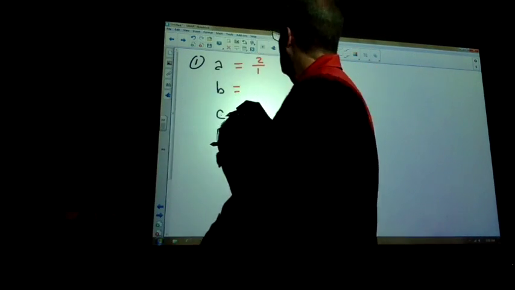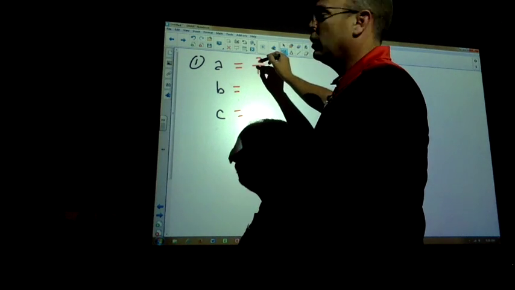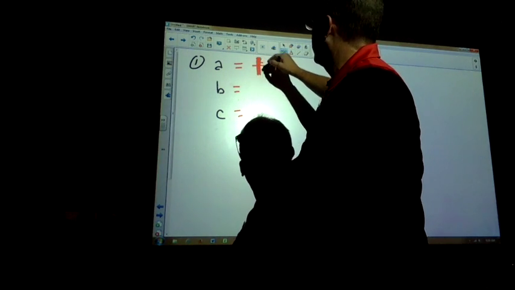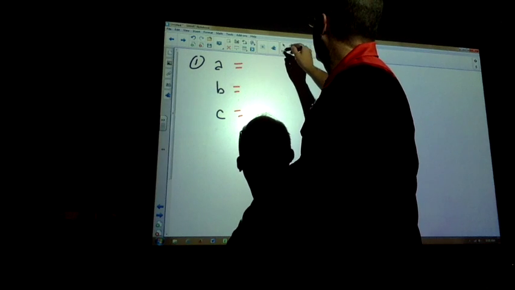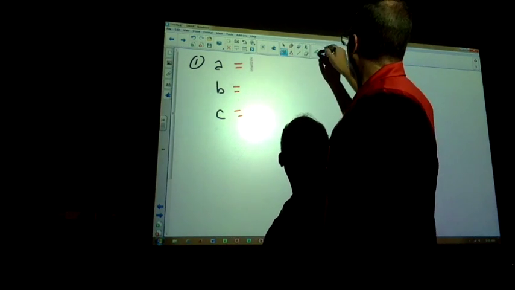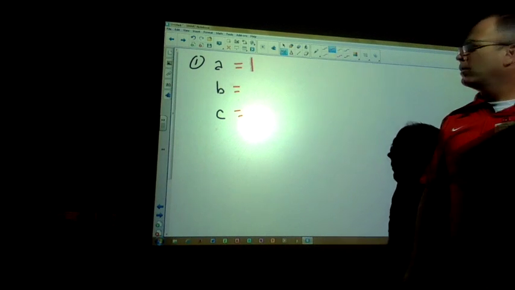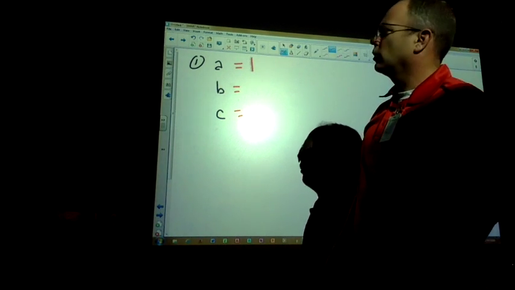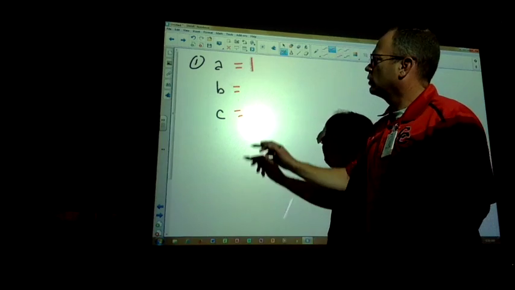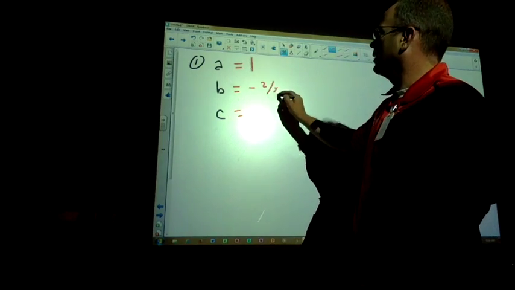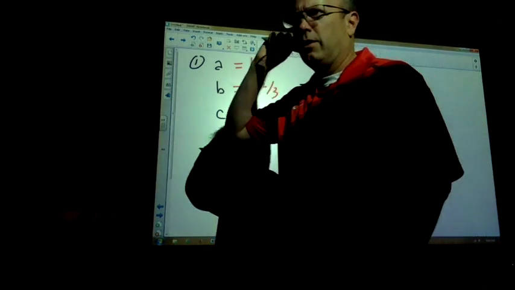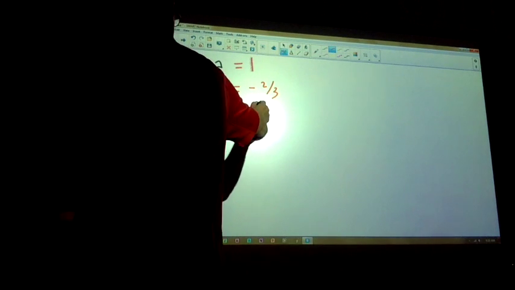No, I got 1. Just 1? Yeah, me too. All right. What about the slope for B? 2 over 3. Negative 2 over 3. And the slope for C? 1. Okay.